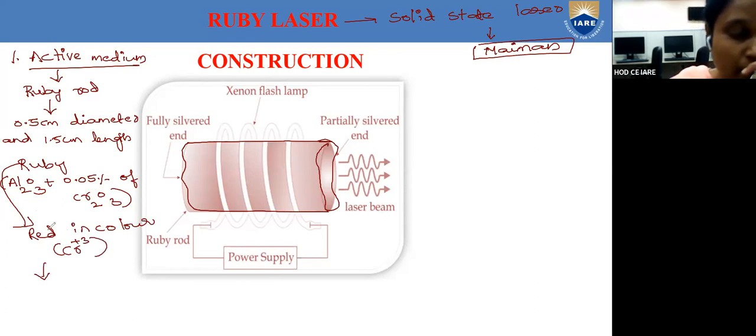As you can see, there are two types of ions, aluminum ion and chromium ion. But which is going to give us laser light? The main active material is chromium ion. This chromium is going to give us laser light. So the main active material is chromium.